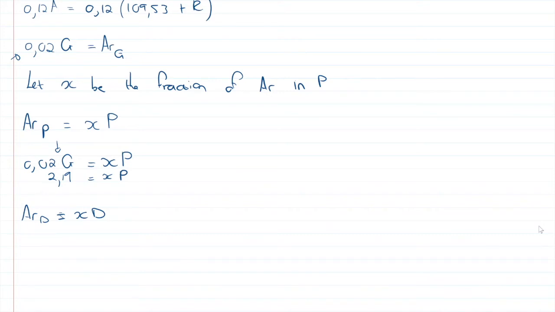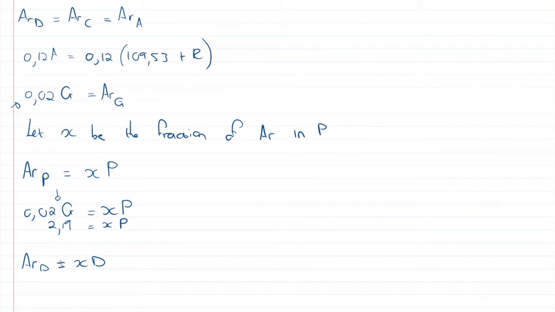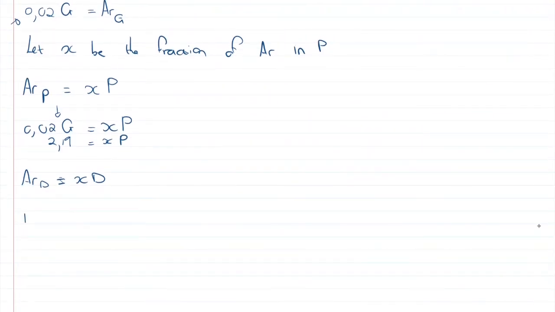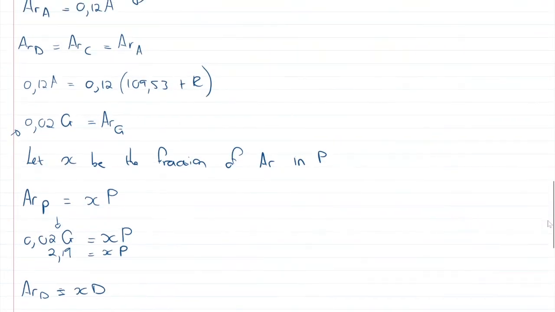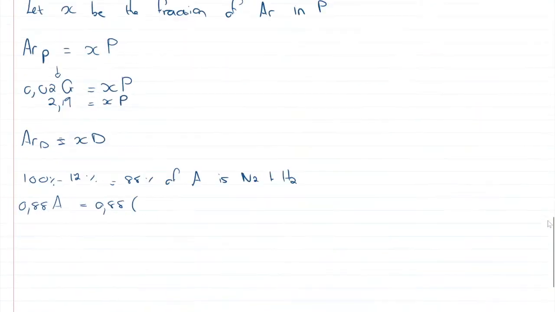Then the next thing that we can look at is to go back to A, to the rest of A, because we know that 12% of A is argon and the rest, so 100 minus 12%, 88% of A is nitrogen and hydrogen. So we can fill this in. 88% of A is 88% again of that 109.53 plus R.